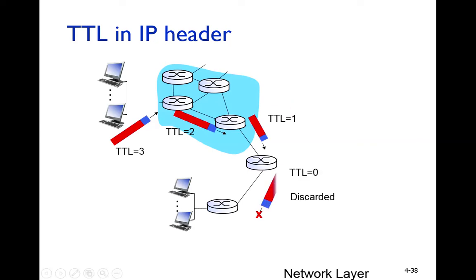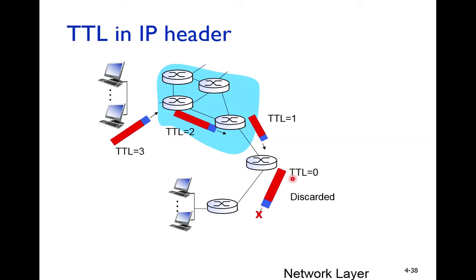When this packet is received by this router and forwarded, it will also decrement the TTL, and it becomes 0. So whenever a router finds that the TTL becomes less than 1, that is 0 or less than 0, then the packet is discarded.